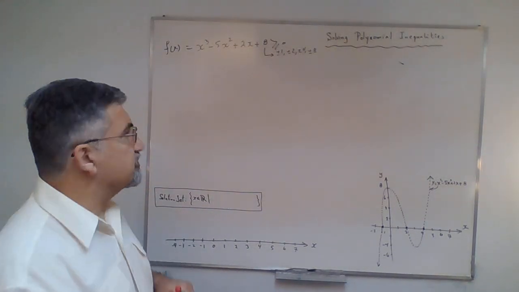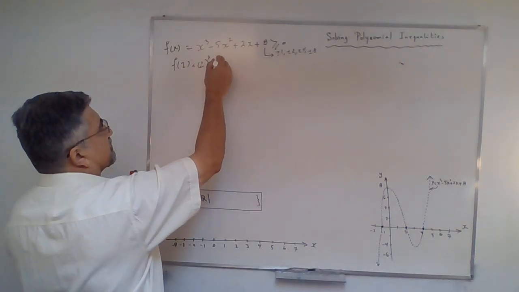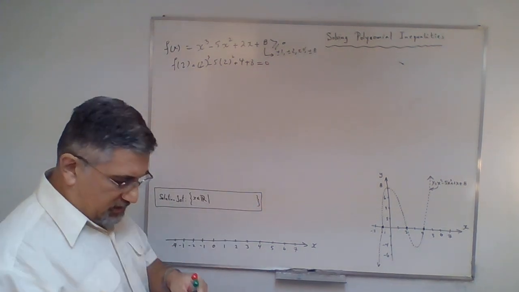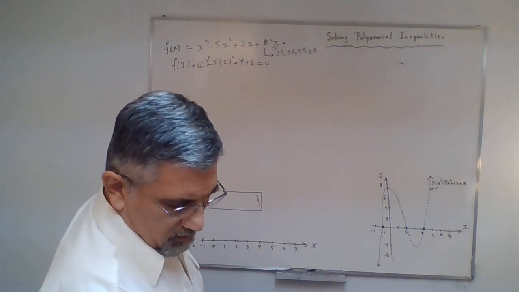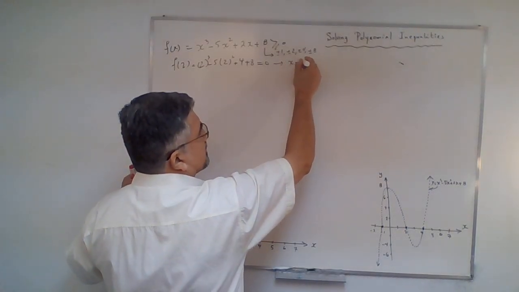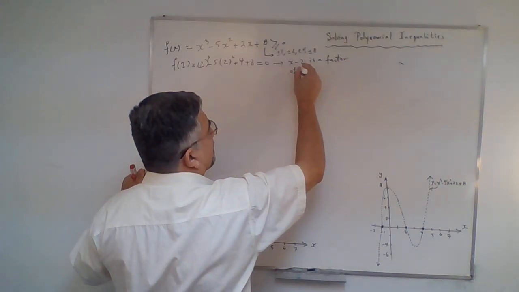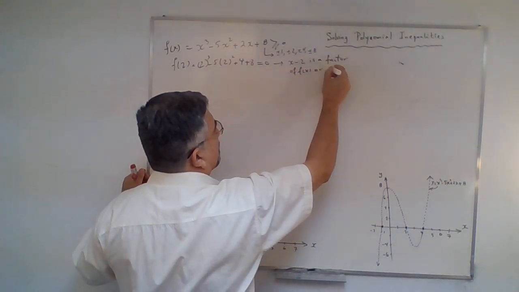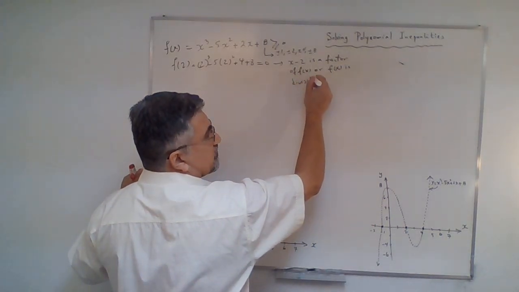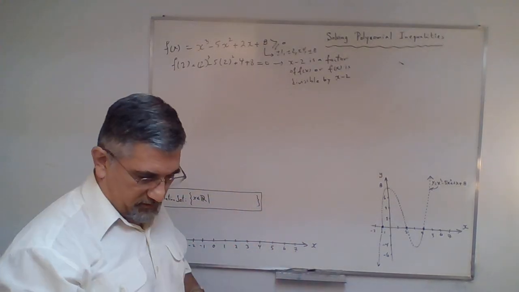So we're going to try different values, and we're going to try f at 2. So it's 2 cubed minus 5 times 2 squared plus 4 plus 8, and luckily we end up with 0. So this means that obviously x minus 2 is a factor of f of x, or f of x is divisible by x minus 2, basically. That's the meaning of it, okay?